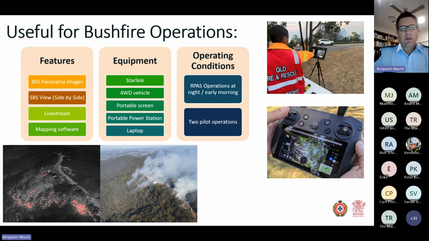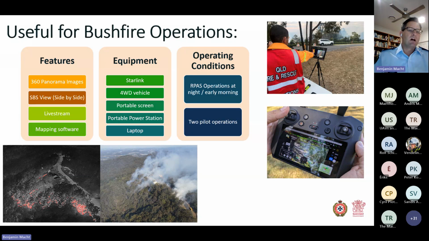So I've just thought I'd share a couple of useful tips as to what we found works really well for us in bushfire operations. What do we utilize? What do we have for equipment? And what operational conditions we see as the most valuable part for bushfire operations.